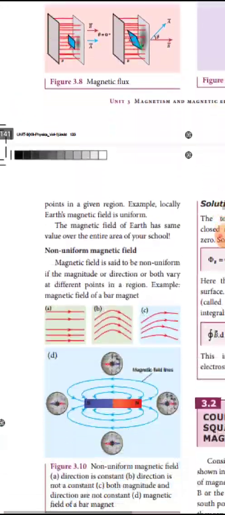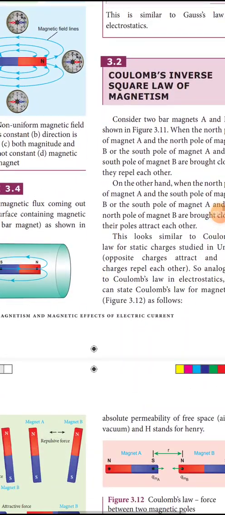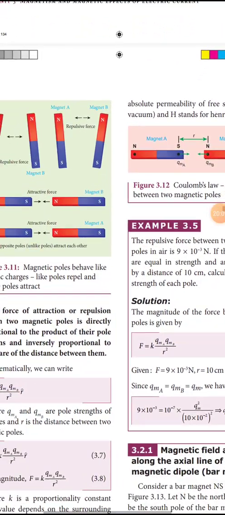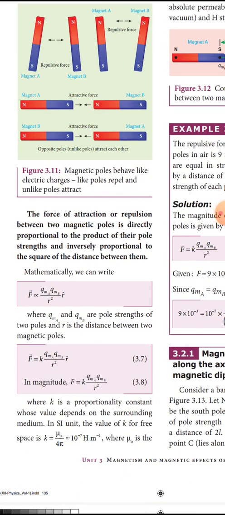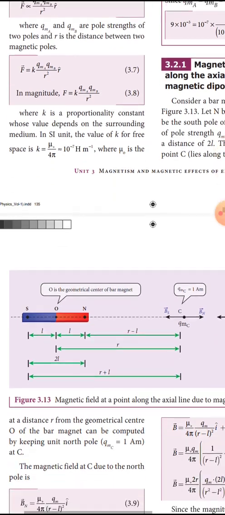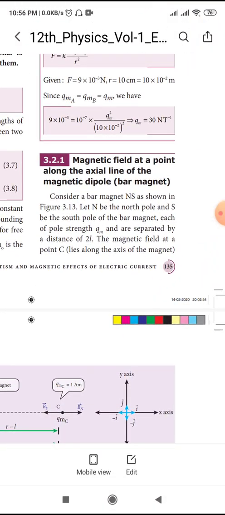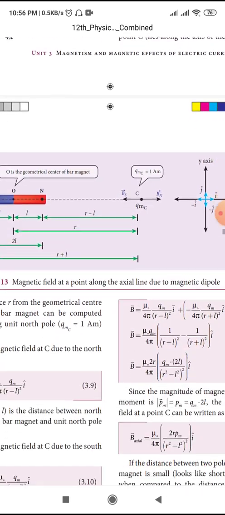We have both electric flux and magnetic flux, and Coulomb's inverse square law, that is the same as Coulomb's inverse square law in electrostatics. Instead of charge you will write pole strength, that is enough. And next, the magnetic field at a point along the axial line of a bar magnet.